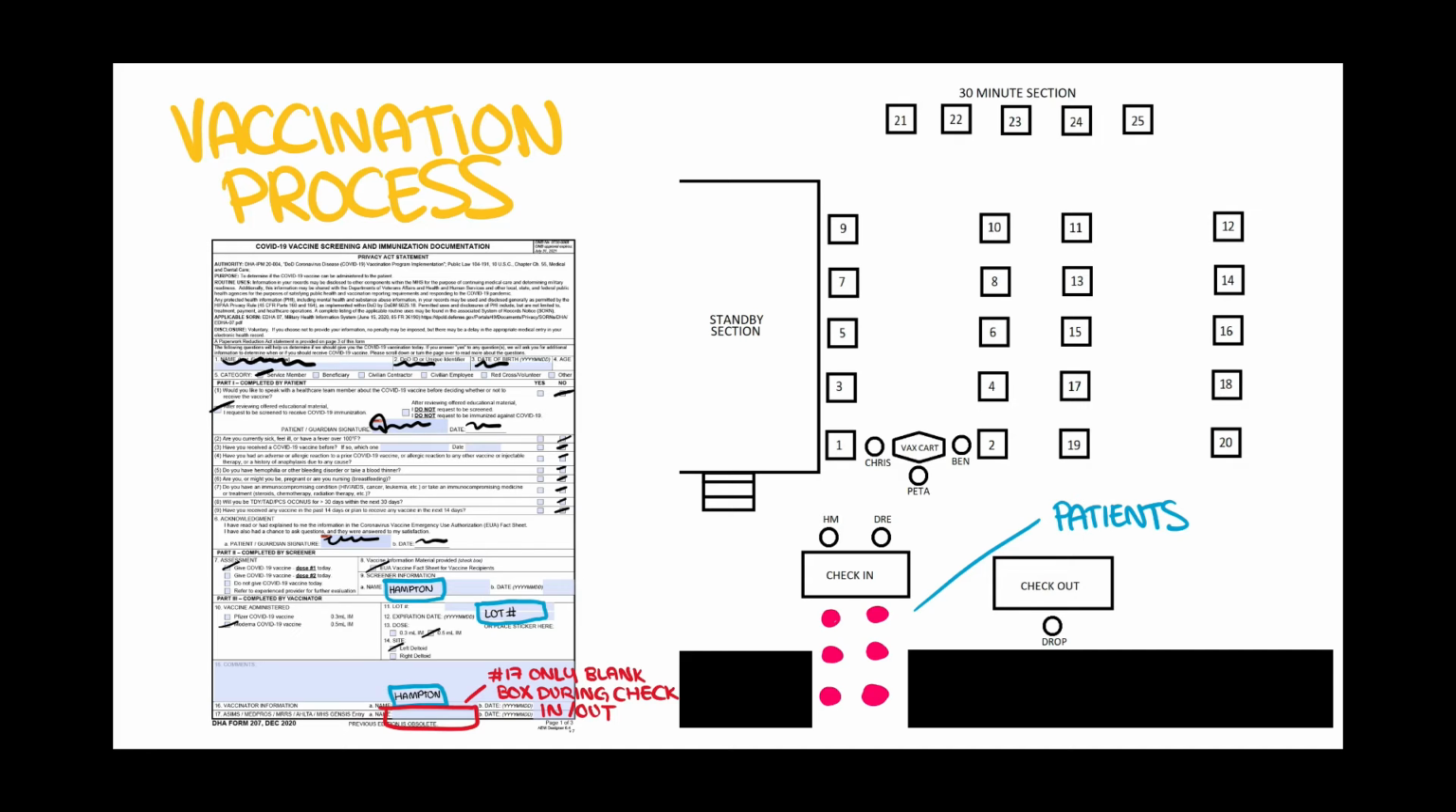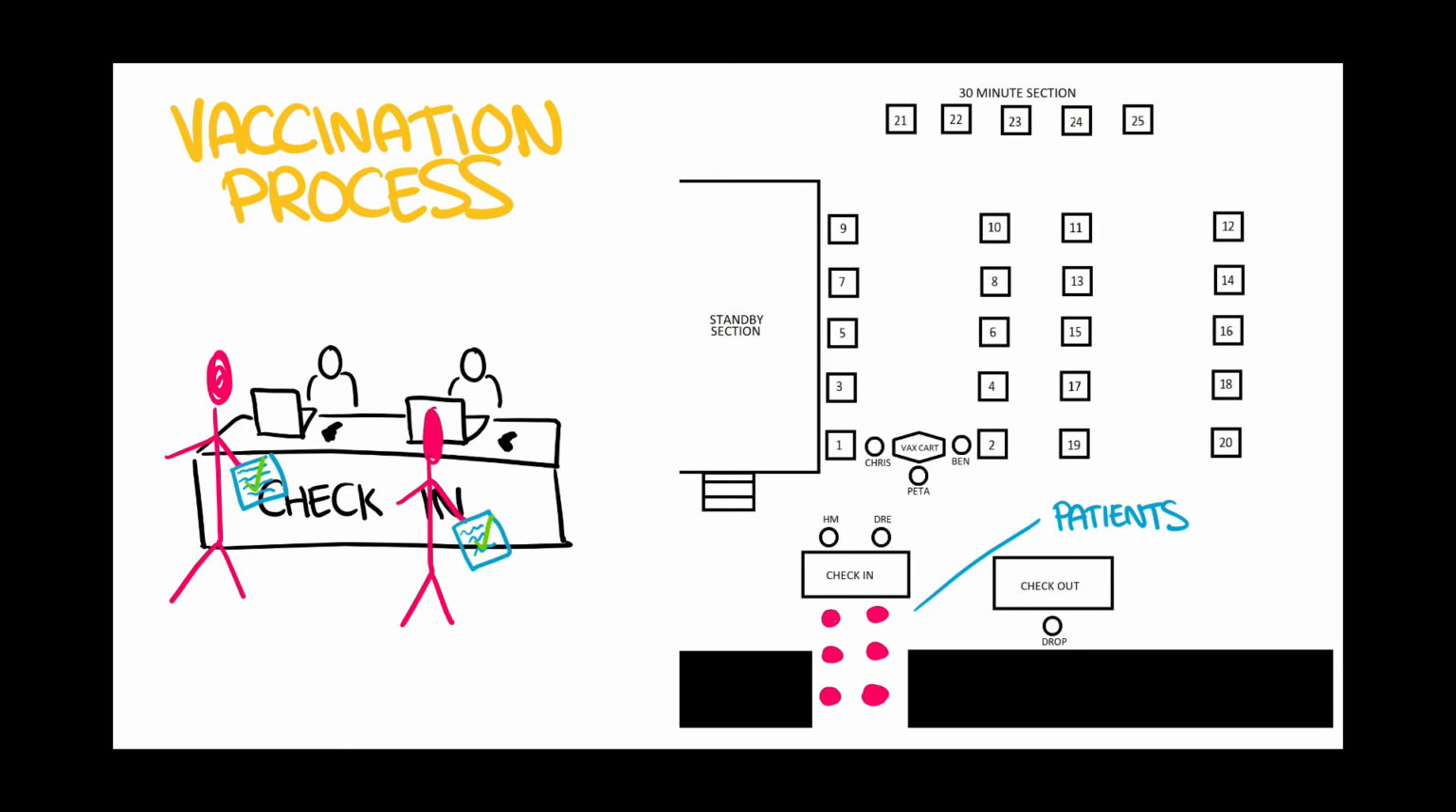Once everything is said and done, at the check-in area, the only box that's going to be blank is going to be spot 17. And that's also going to be blanked during checkout. So whenever Drop is checking out patients, that spot is still going to be blank. That's fine. We're not going to fill out that box until we input all their information into ASIMS, which hopefully we can do in between check-ins. But if we're not able to, we have 24 hours to put it in, and it is what it is. So after that, they're good to go.